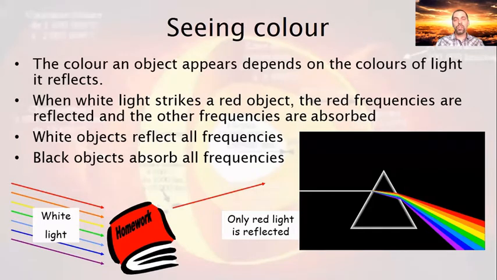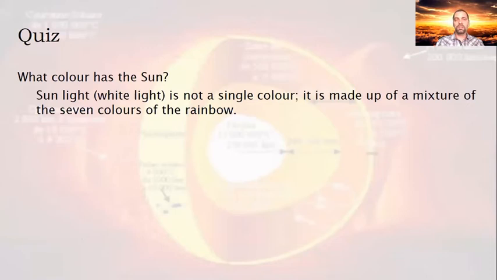Now we've finished the first part of the video, so it's time for a quick quiz to check your knowledge. First of all, what color has the sun? I hope you remember that the sun is not a single color, the sunshine I mean, it's not a single color, not a white light, but it's a mixture of the 7 colors of the rainbow.